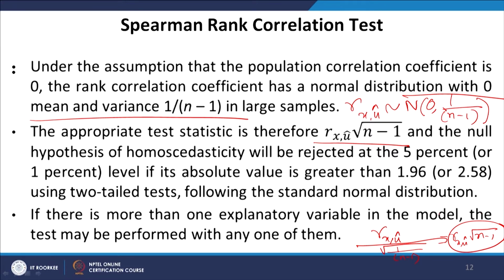In both cases this is my test statistic, and the null hypothesis of homoscedasticity will be rejected at the 5% or 1% level if its absolute value is greater than 1.96 or 2.58, which corresponds to the 1% level, using a two-tailed test following the standard normal distribution. If there is more than one explanatory variable in the model, the test may be performed with any one of them. So, there is certainly some randomness involved in which variable you pick up, or you may consider all the possible variables one by one.